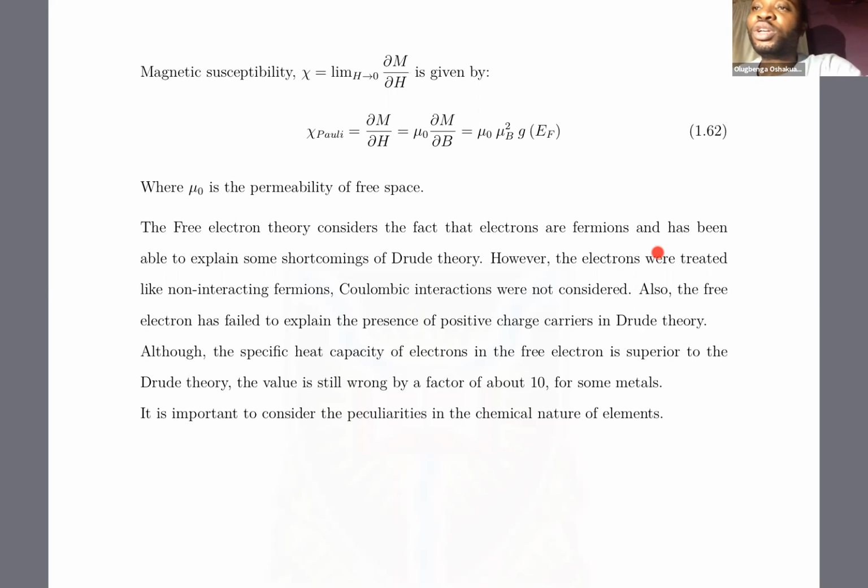Coulombic interactions, we did not even talk about Coulomb's law. We were just talking about electrons filling a sphere. And also the free electron theory failed to explain the presence of positive charge carriers in the Drude theory. Also, the specific heat capacity of electrons in free electron theory is superior to the Drude theory. The value is still wrong by a factor of 10 for some metals, but it is important to consider the peculiarities of the chemical nature of elements.